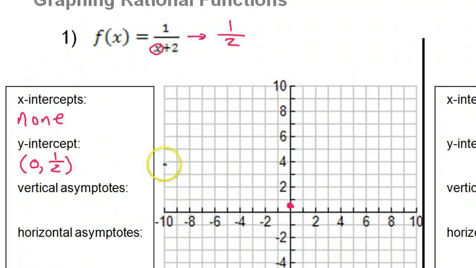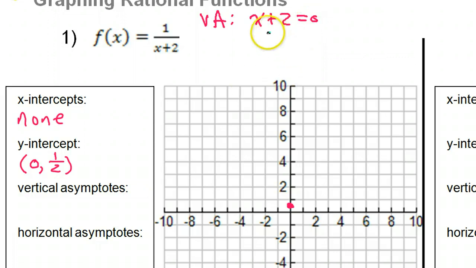Now let's talk asymptotes. All right, vertical asymptotes. How do I find vertical asymptotes? Well, for a vertical asymptote, you take the denominator and set it equal to 0 and solve. So I do x plus 2 and set it equal to 0. If I solve this, I get x equals -2. So that is my vertical asymptote.